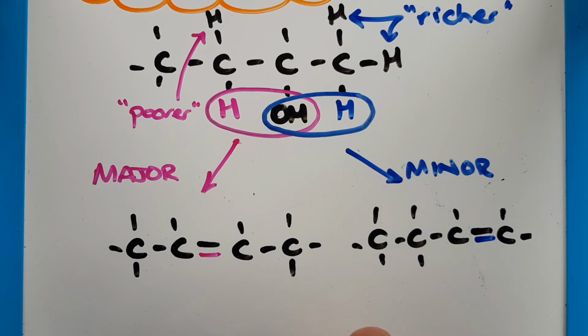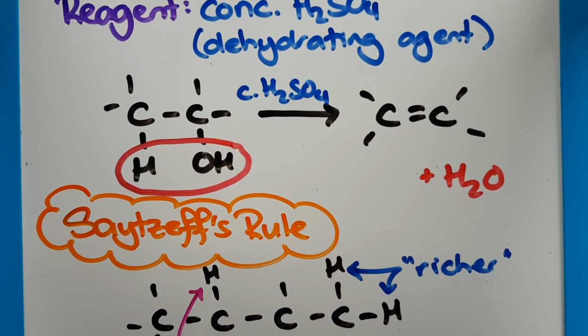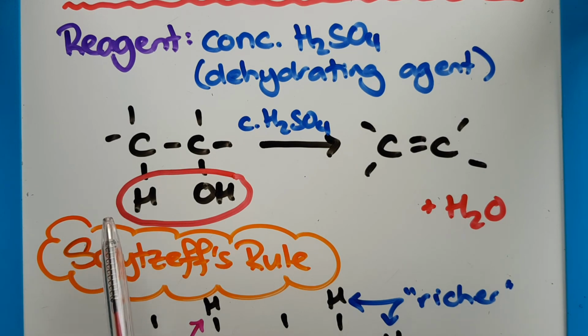So just to recap, if we use a strong dehydrating agent, and in this case conc sulfuric acid is our best option, we can remove the OH and a hydrogen from a neighbouring carbon. This is called a dehydrating reaction, but we classify as elimination. Our product is an alkene.